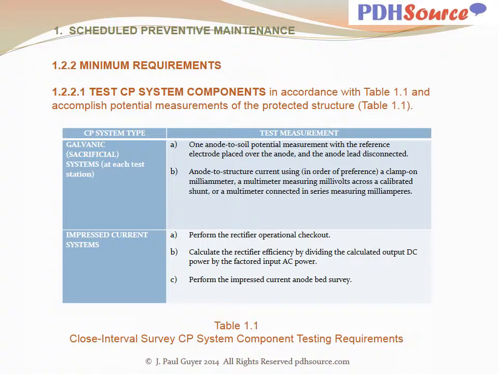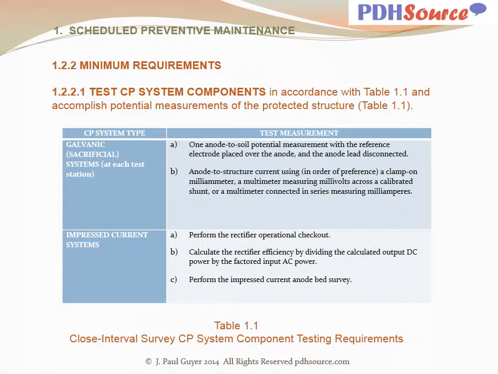For galvanic or sacrificial anode systems, for each test station, take 1 anode to soil potential measurement with the reference electrode placed over the anode and the anode lead disconnected. Perform an anode to structure current test using, in order of preference, a clamp-on milliammeter, a multimeter measuring millivolts across a calibrated shunt, or a multimeter connected in series measuring milliamperes.